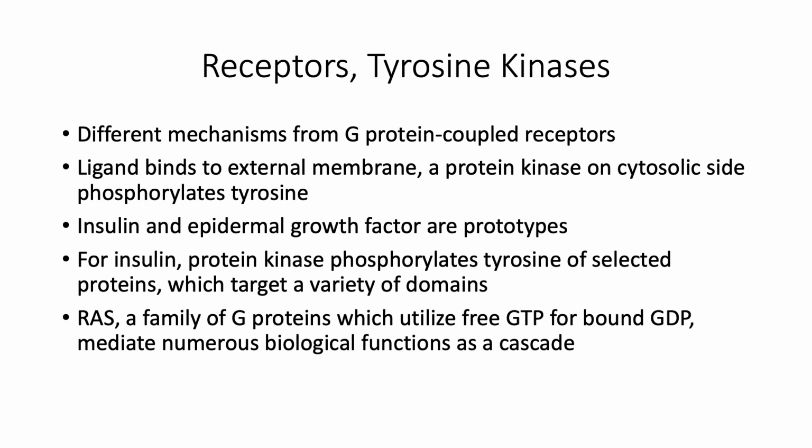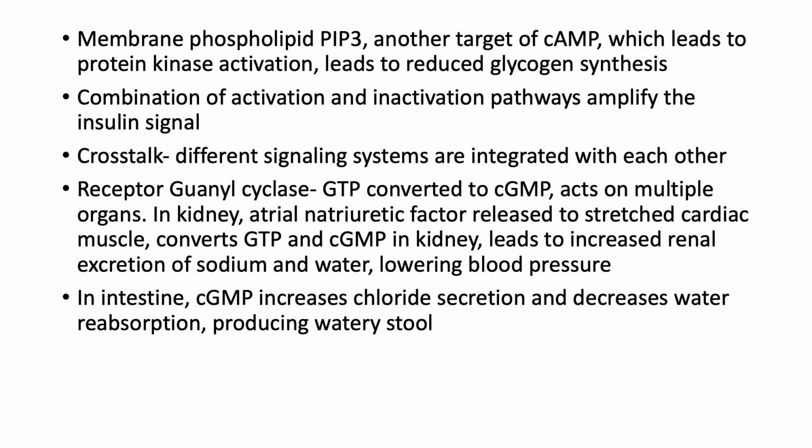One broad category are RAS. This is a family of G proteins. They will utilize free GTP for bound GDP, and they modulate or mediate numerous biological functions as a cascade. So one example of this is membrane phospholipid PIP3, and this is another target of cyclic AMP, and this will lead to protein kinase activation and reduced glycogen synthesis. So the combination of inactivation and activation pathways amplifies the insulin signal.